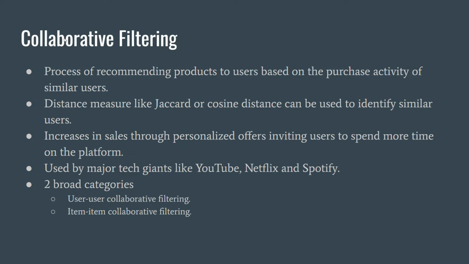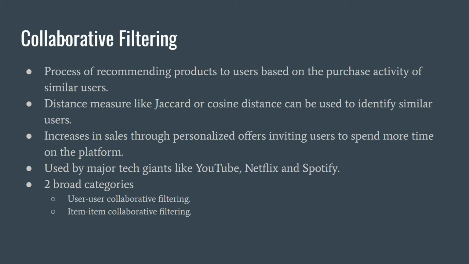Collaborative filtering. The process of collaborative filtering is used for recommendation engines. It is nothing but the process of recommending products to users based on the purchase history of those similar users. So similarity between users can be found using distance measures like cosine distance or Jaccard distance.